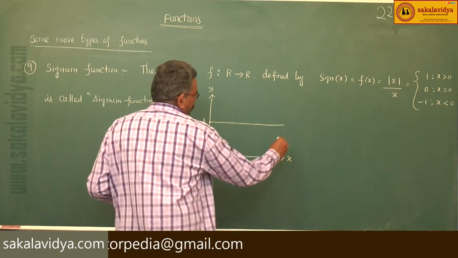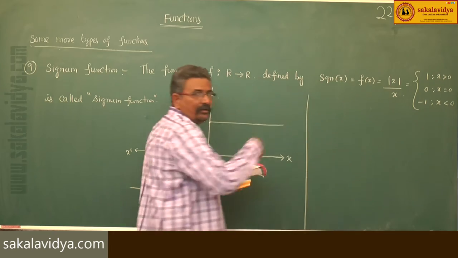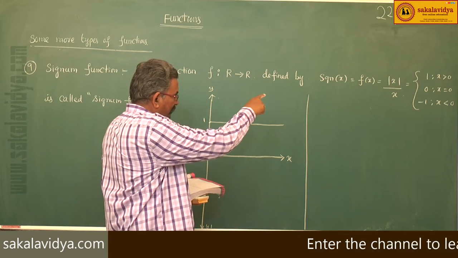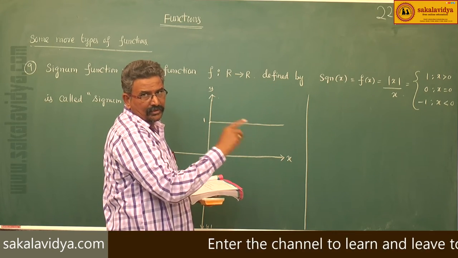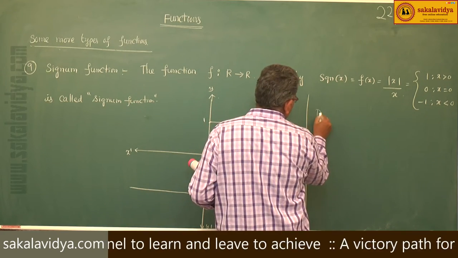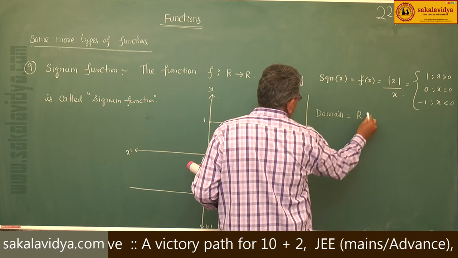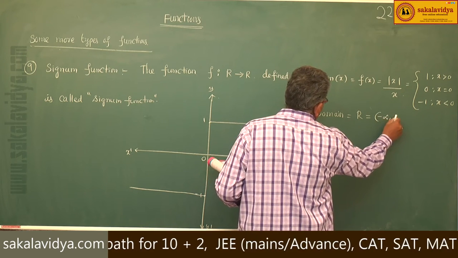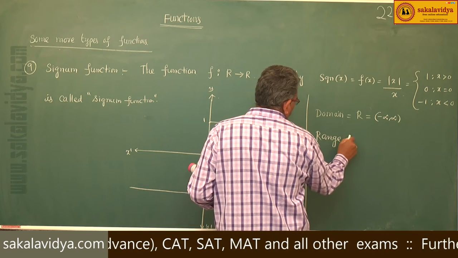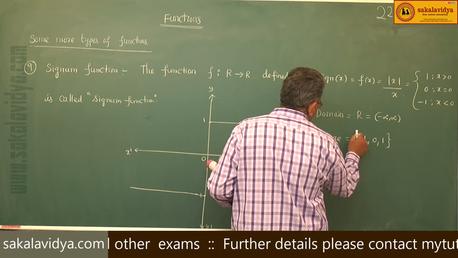So now in this case, domain means it takes all the real values, but f of x is equal to 1, 0, minus 1, that's why there are 3 elements only in the range. So now the domain of the signum function is R, minus infinity comma infinity. So the range is equal to minus 1 comma 0 comma 1.